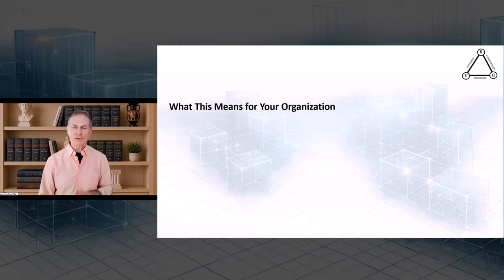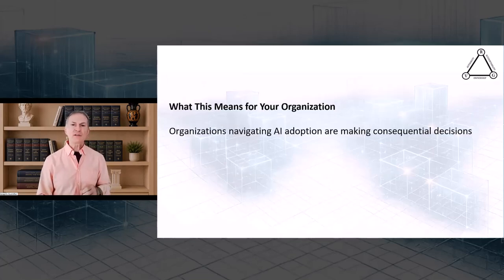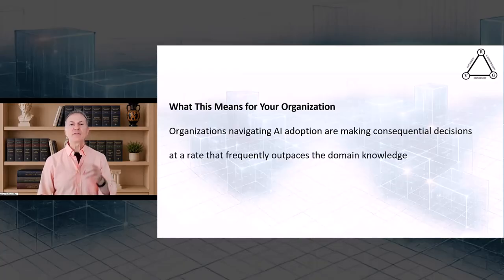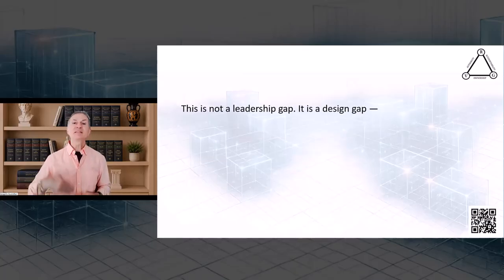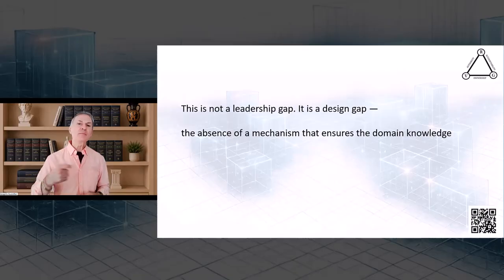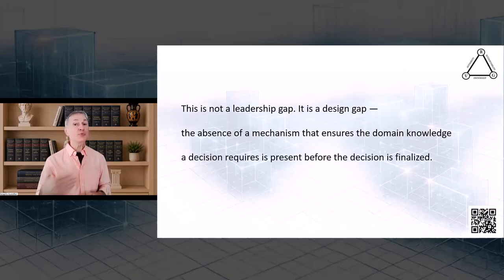What this means for your organization. Organizations navigating AI adoption are making consequential decisions at a rate that frequently outpaces the domain knowledge available in the rooms where those decisions are made. This is not a leadership gap. It is a design gap: the absence of a mechanism that ensures the domain knowledge a decision requires is present before the decision is finalized.